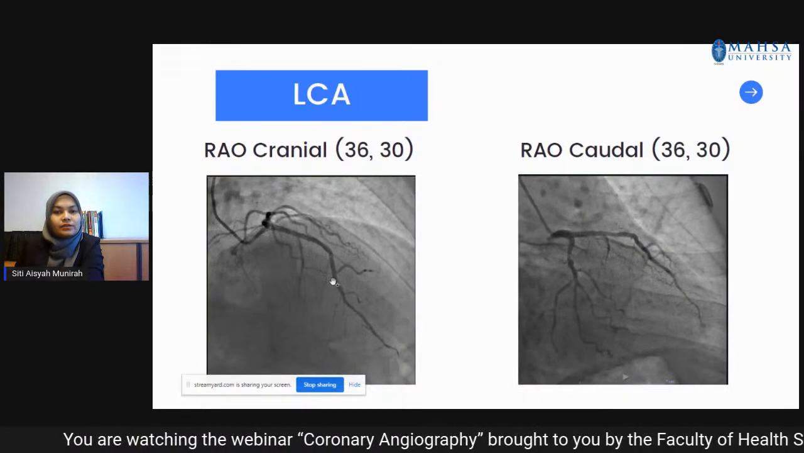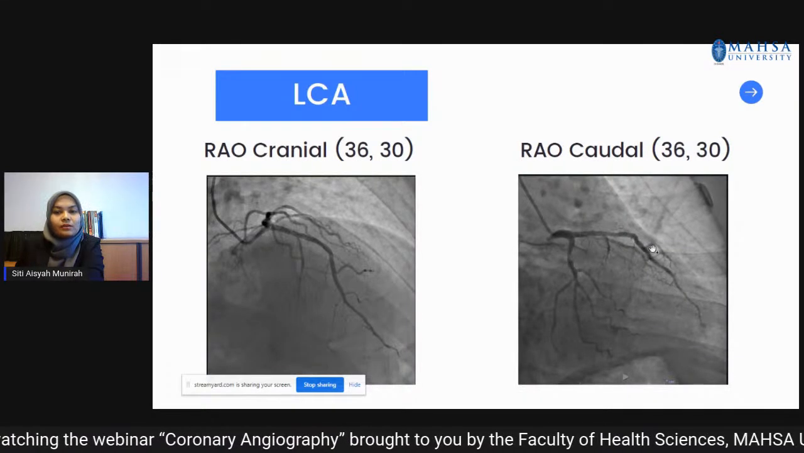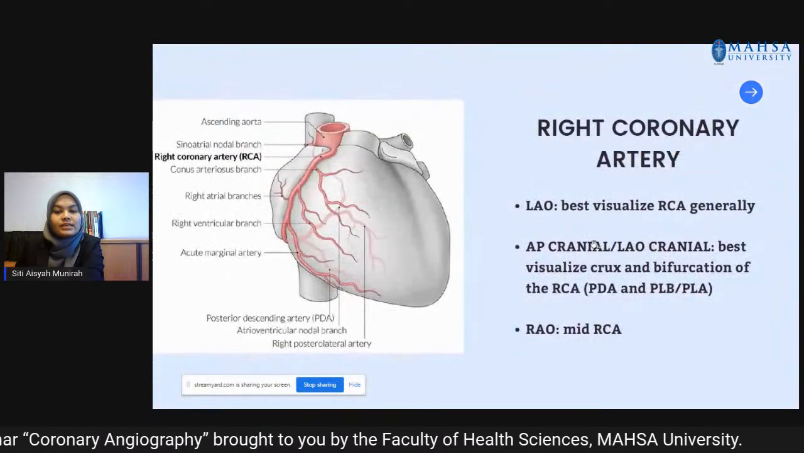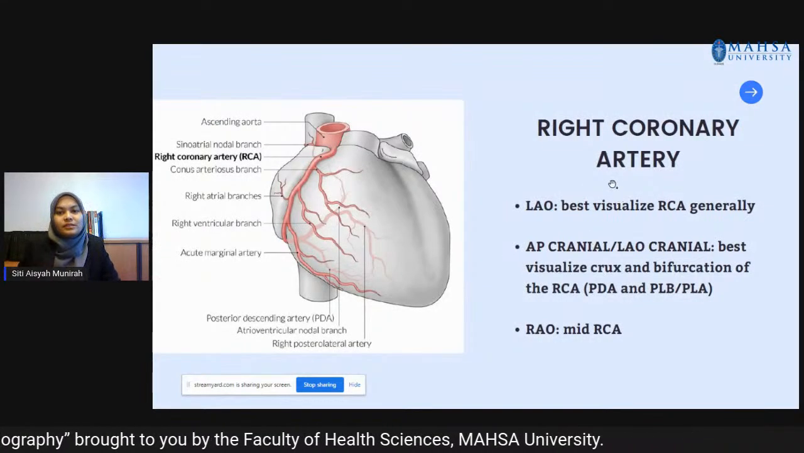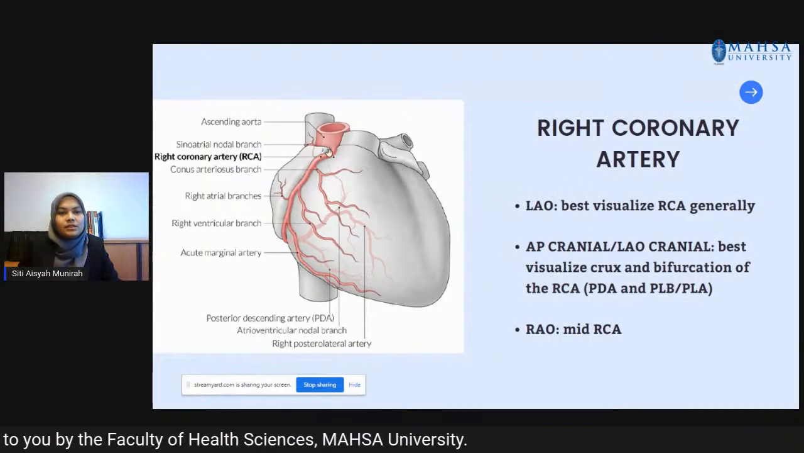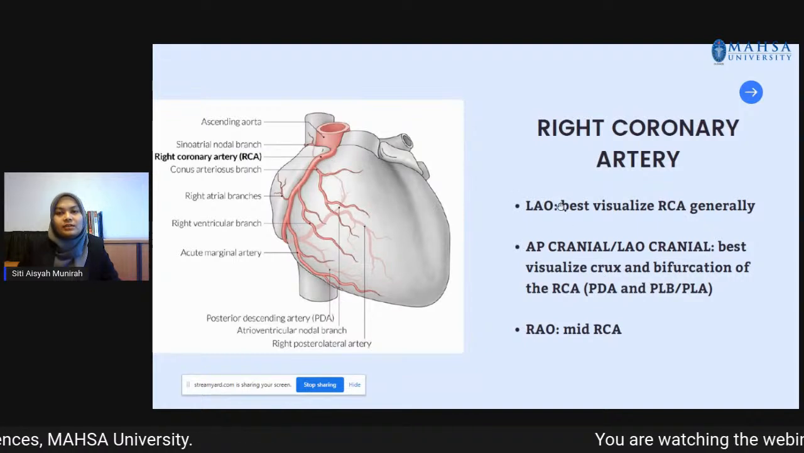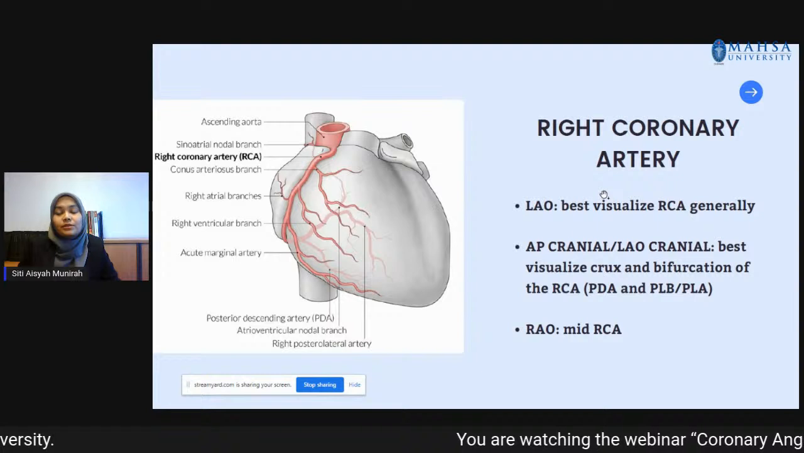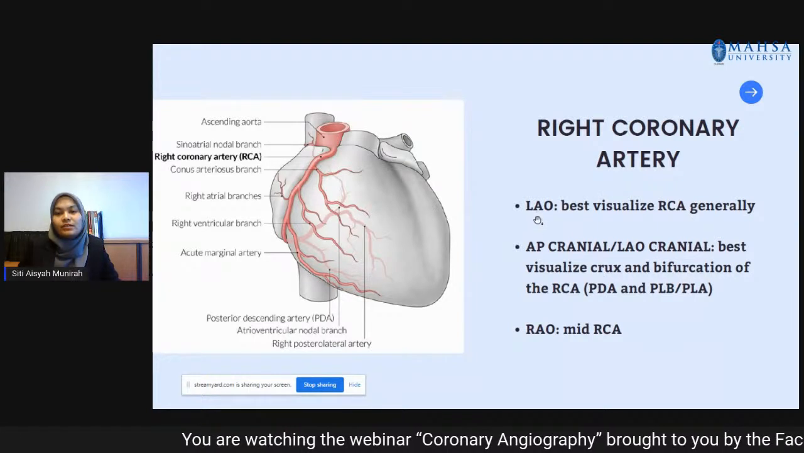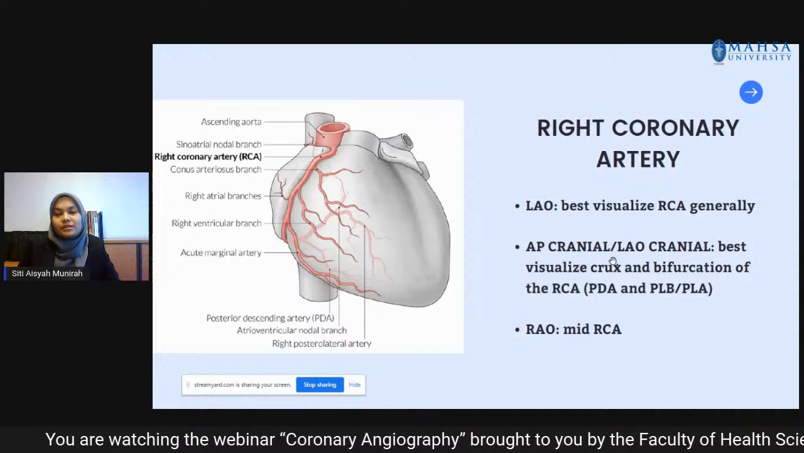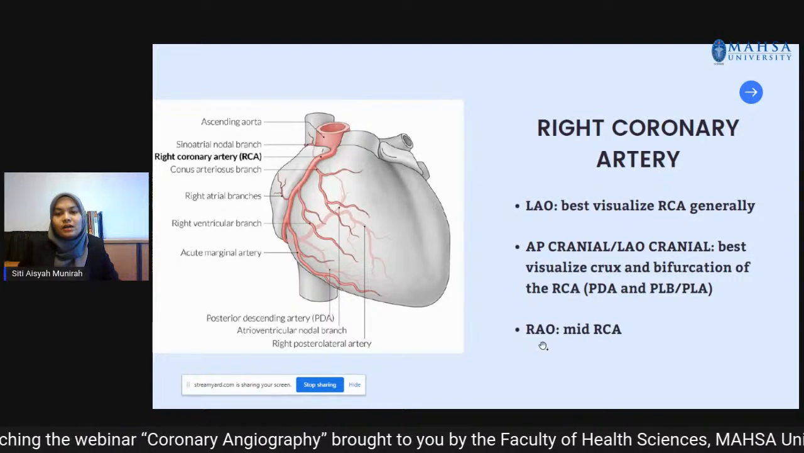And RAO cranial and also the RAO caudal. So next is the right coronary artery, RCA, and this is the anatomy of the RCA here. So for the RCA, right coronary artery, we have three projections that should be done, which is left anterior oblique, LAO cranial, and also RAO.